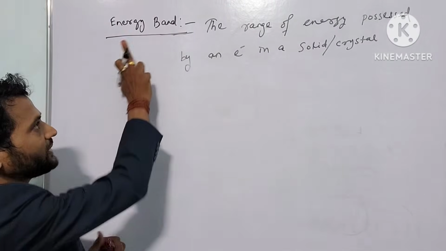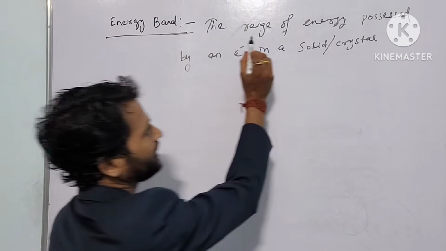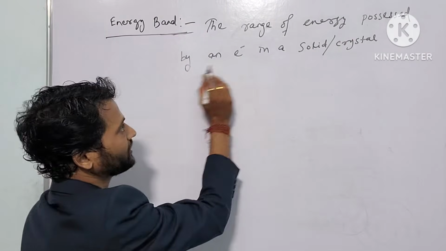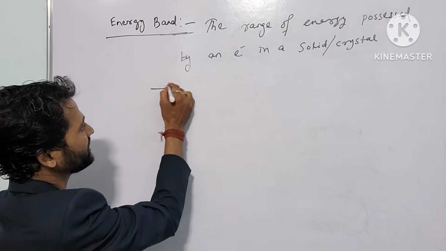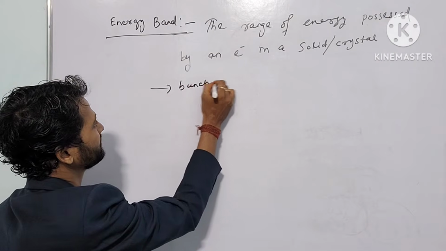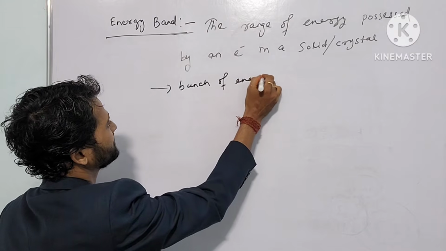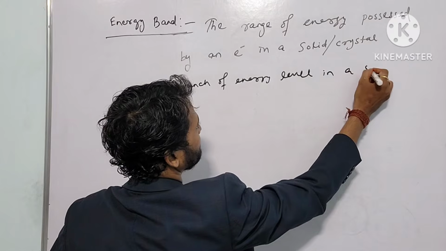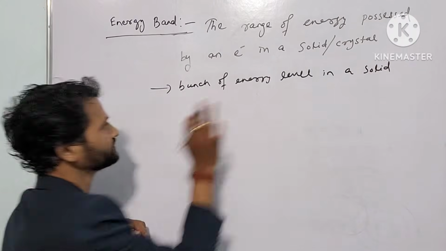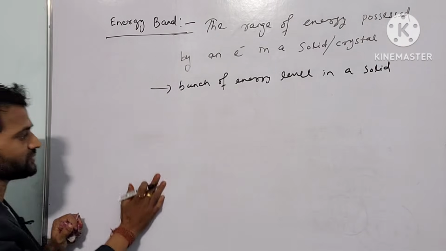Actually, look, what is the definition of energy band? First, the range of energy possessed by an electron in a solid or crystal. That is the range of energy, or we can say this is a bunch of energy levels in a solid. You can write this definition, no issue, but let us understand this one.